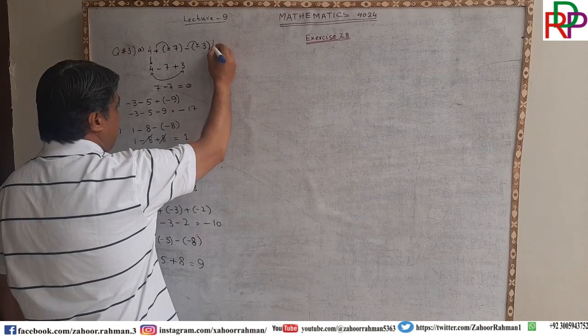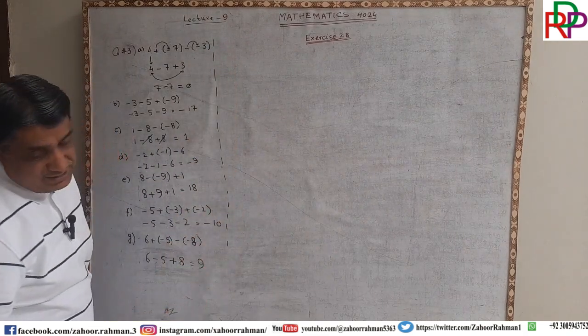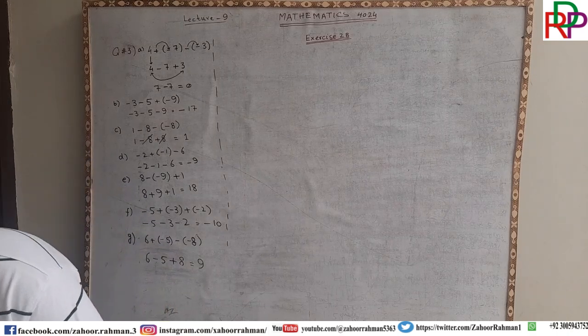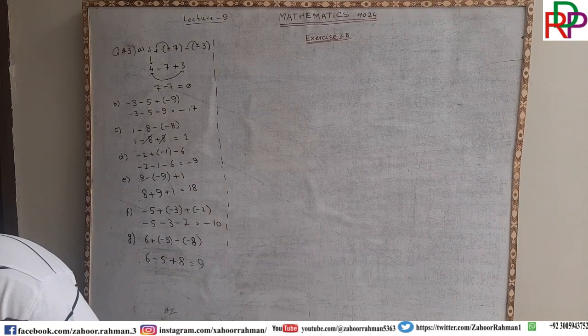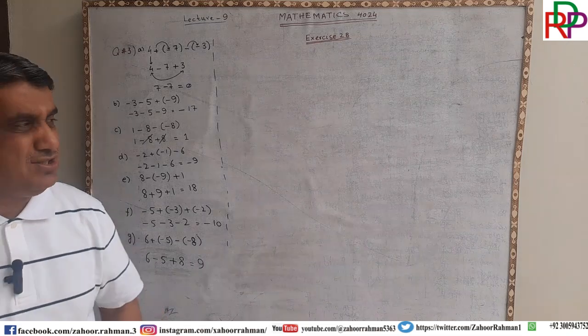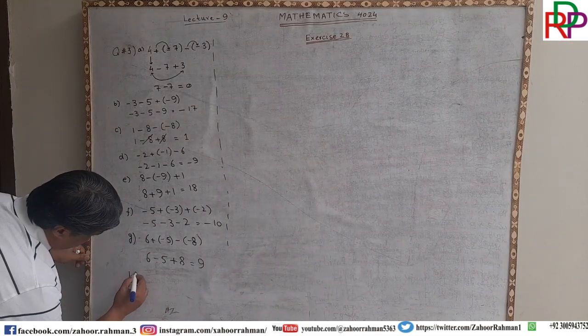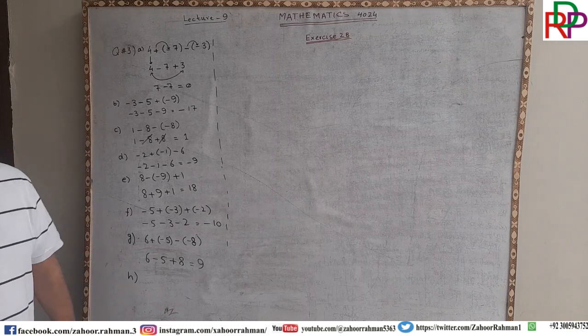Now we are moving towards the other question, and that question is saying to find the values of each of the following. But there is an H part I can see as well.